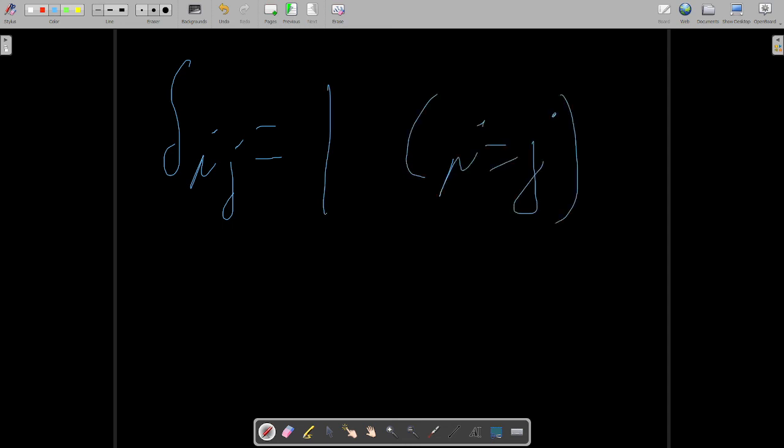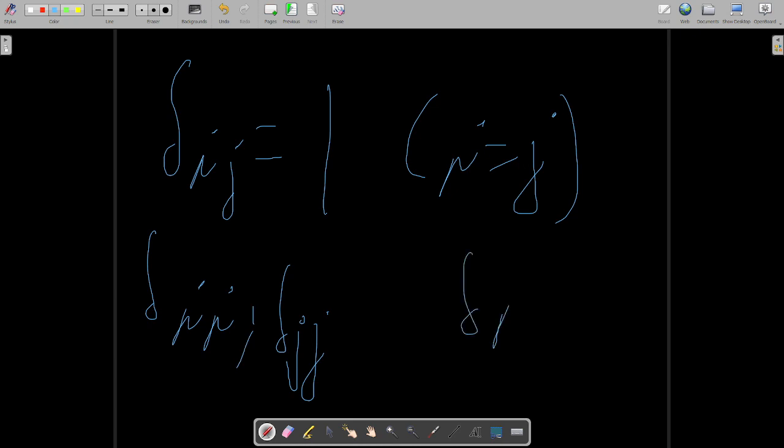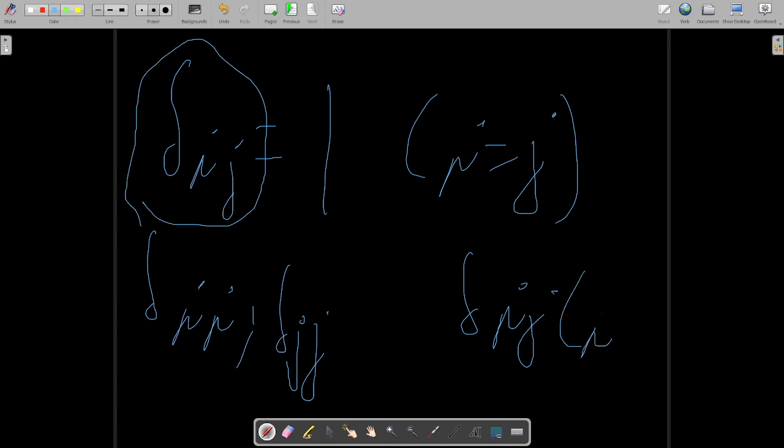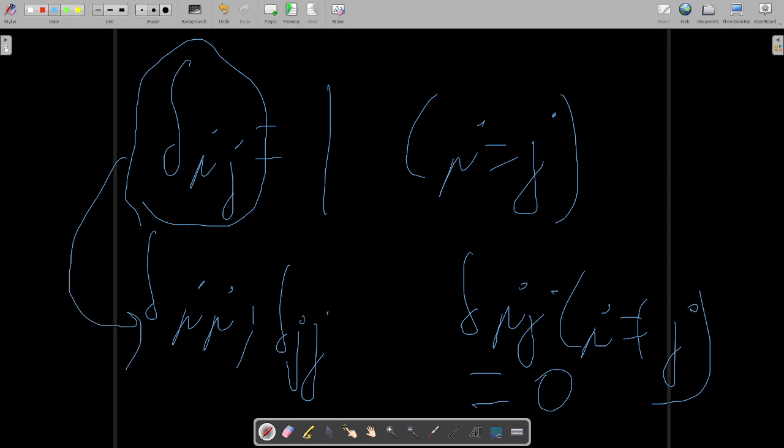When i is equal to j, it looks like this. And if i is not equal to j, it looks like this. If i is not equal to j, it will become 0. And if i is equal to j, then it will turn into delta ii, delta jj, like that, and its value will be equal to 1. So just remember this thing.